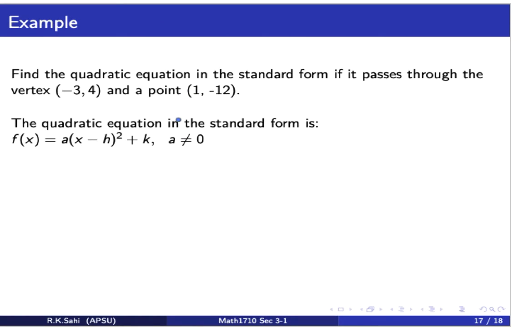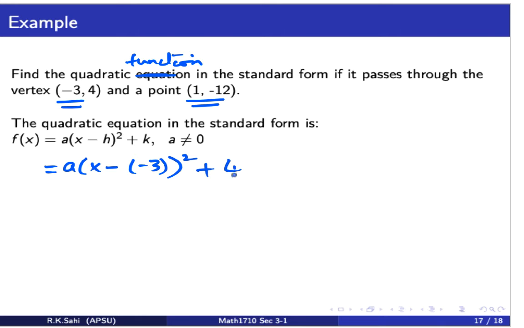So here we would like to find the quadratic function, or equation, in the standard form, if it passes through this vertex and the point (1, -12). The quadratic equation is given by this formula, and remember the x minus h has to be there. So when you're plugging in the values here, it is a(x minus of minus 3) the whole square, plus k is 4.